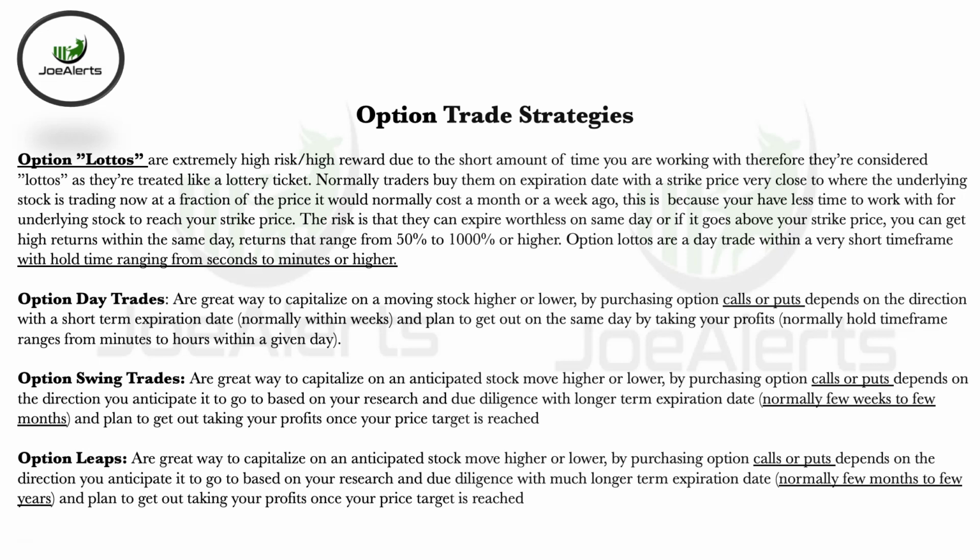The risk is that they can expire worthless on the same day, or if it goes above your strike price, you can get high returns within the same day. Returns can range anywhere from 50% to 1,000% or even more. Option lottos are a day trade, so you can't hold them for more than 1 day because they're going to expire worthless at the end of the day or expire in the money. So you have to take action on it, whether to exercise and change to shares or just flip the option contract, which is what most people do.